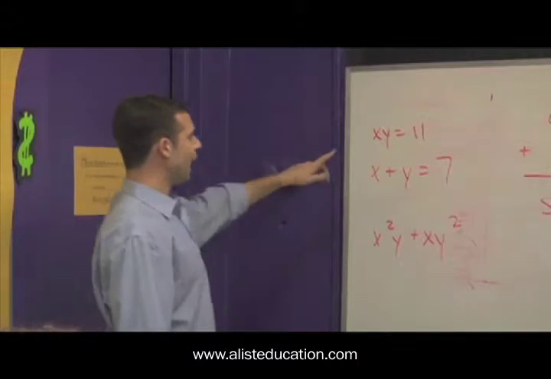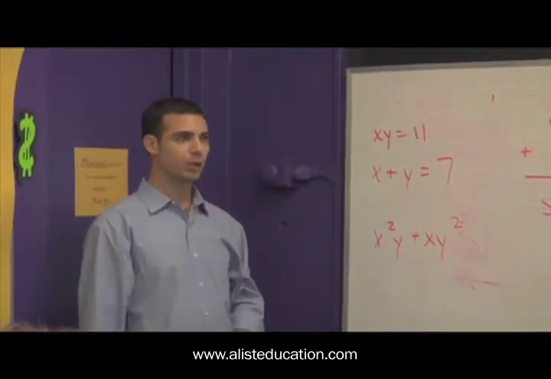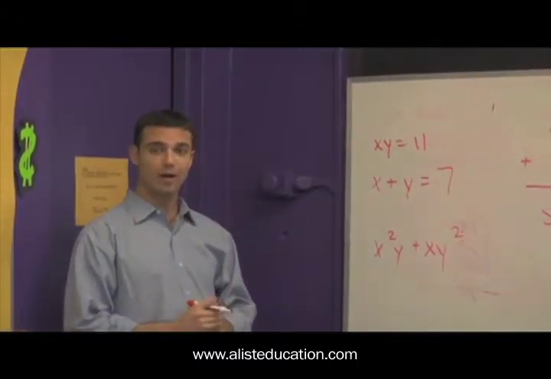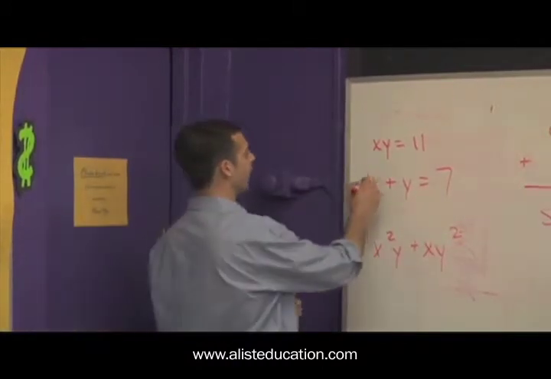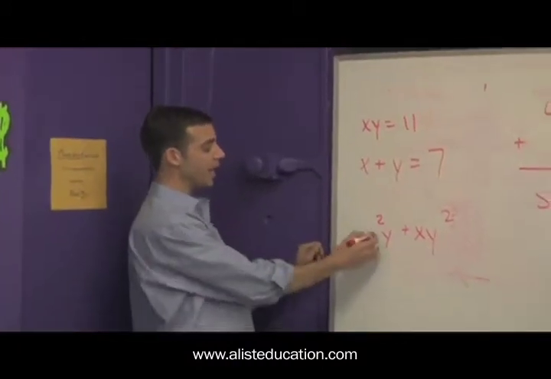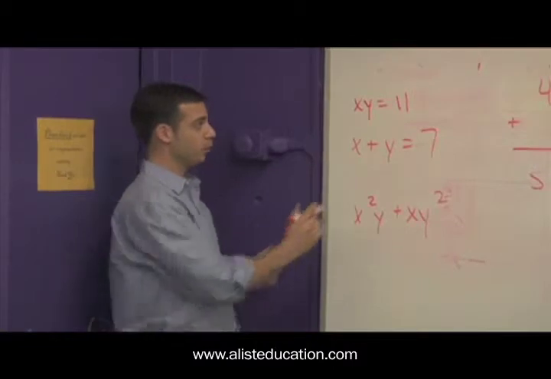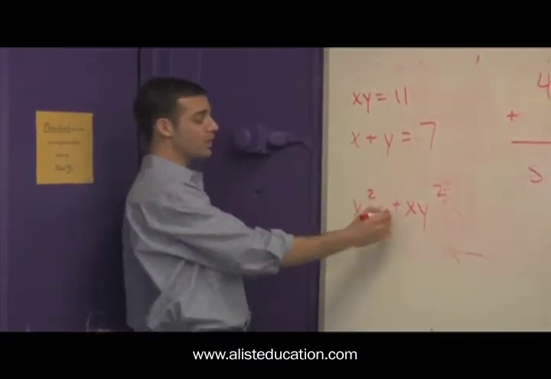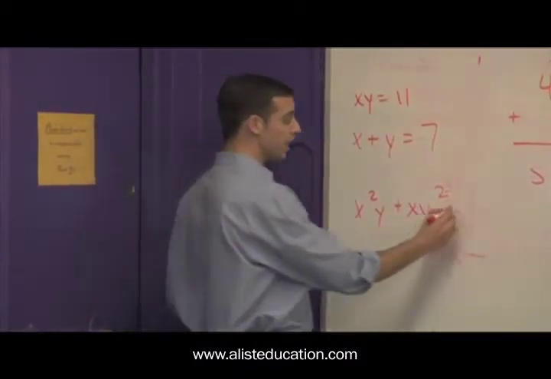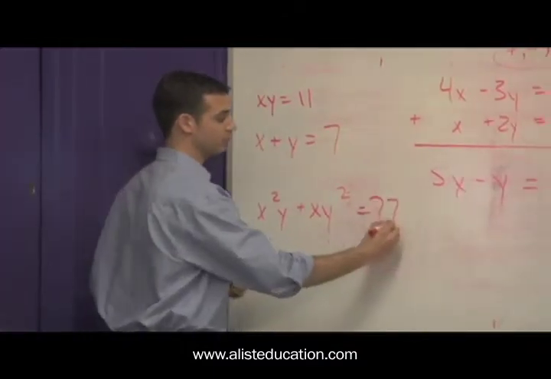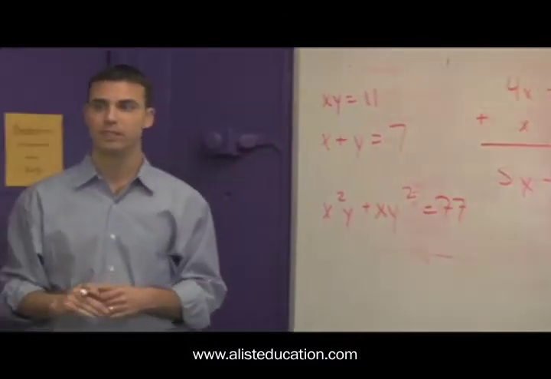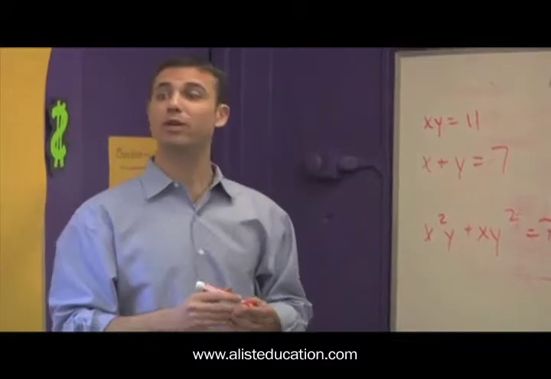But we obviously can't add to get to an x squared. We can't subtract to get to an x squared. But if we multiply x times xy, we get x squared y. If we multiply y times xy, we get xy squared. So the answer to this is just 7 times 11. And we're done. This shows up on the SAT frequently.